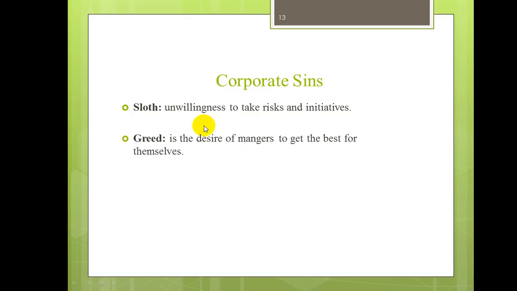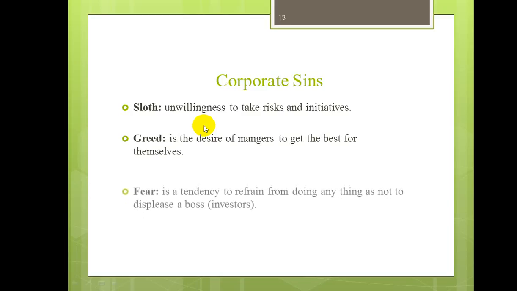So it is the desire of the manager to get the best for themselves. So selfish. The greedy word we have here is selfish. They're always talking about their own self. Dishonest means that it's dishonest, and the greedy manager is always taking decisions or making plans for personal benefit. They don't take care of the stakeholders. With this type of governors, the company is definitely going to be in a decline stage.